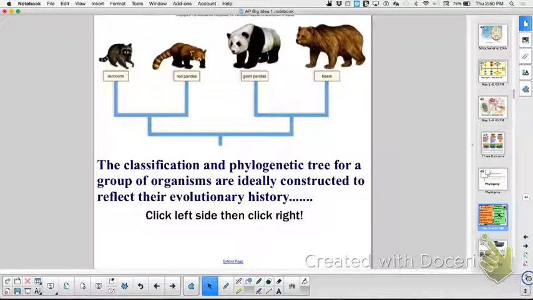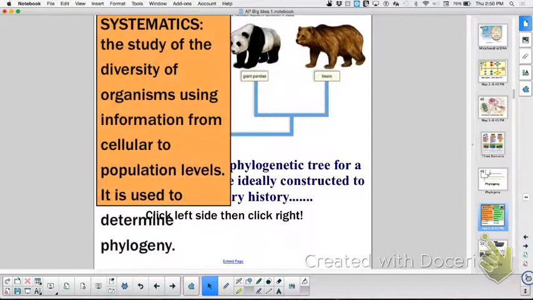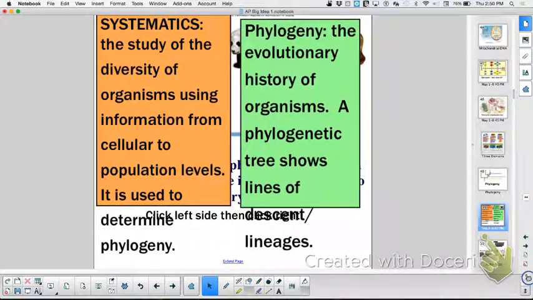All right, and so when you do a phylogenetic tree, systematics is just the study of the diversity of organisms, and then the phylogeny, like I said, is looking at the evolutionary history. You use systematics to develop your phylogeny.